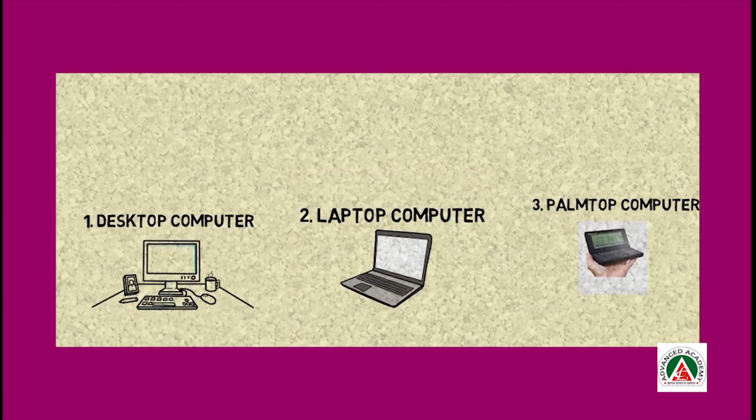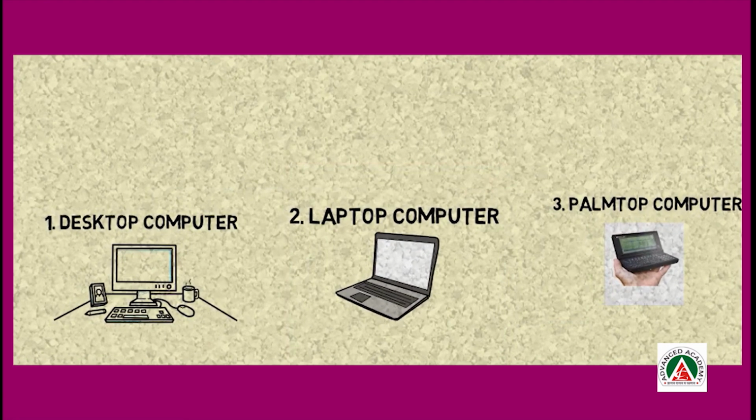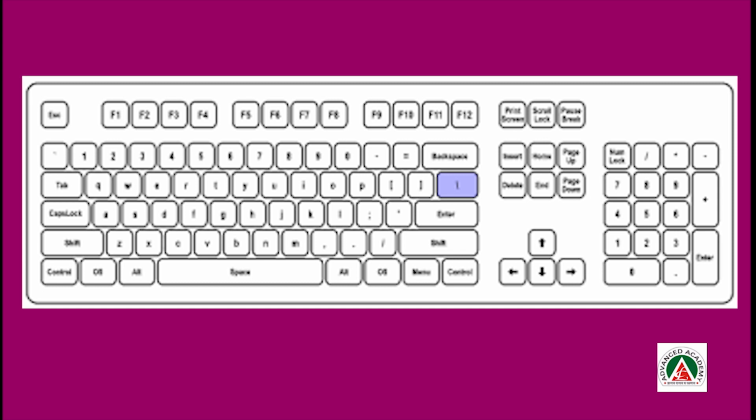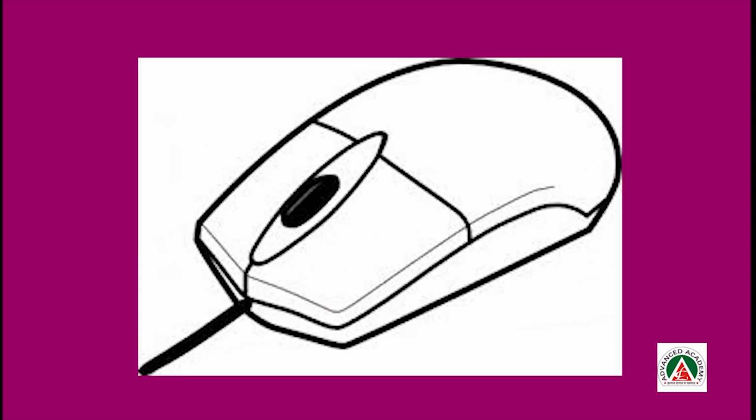So let us revise. Firstly, different types of computers. So first was the desktop computers, second laptop, and third was the palm top computer. Then we have seen different keys on the keyboard. There was one more important key on the keyboard, that is caps lock key, just between the tab key and shift key. And then we have seen different parts of mouse.